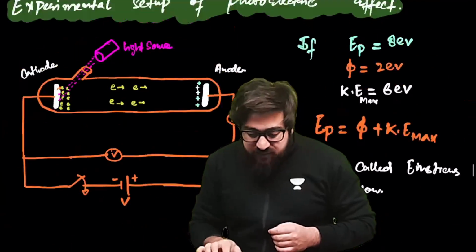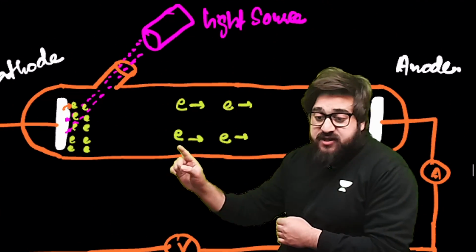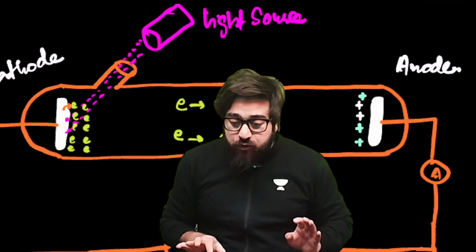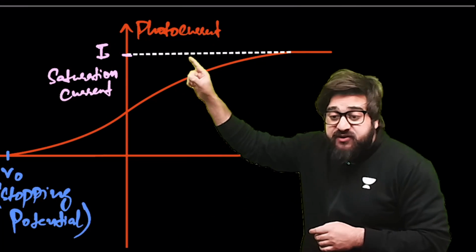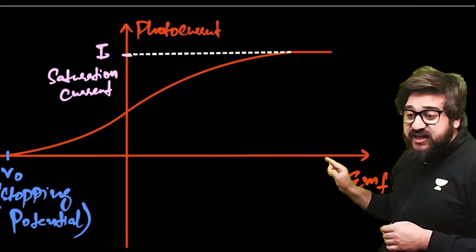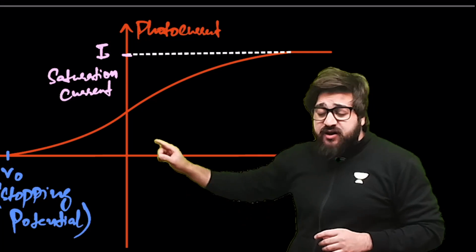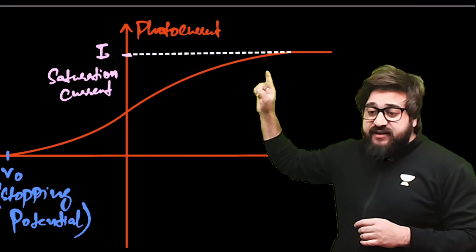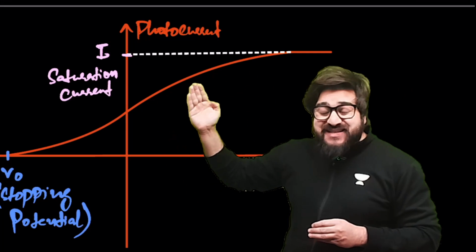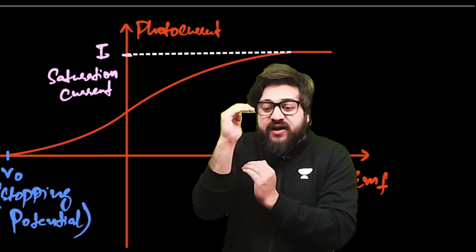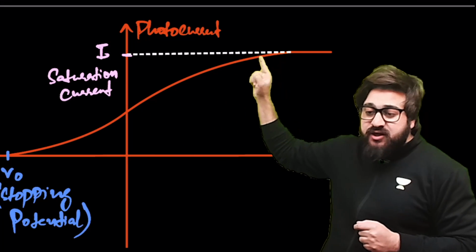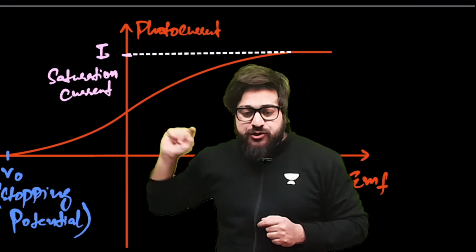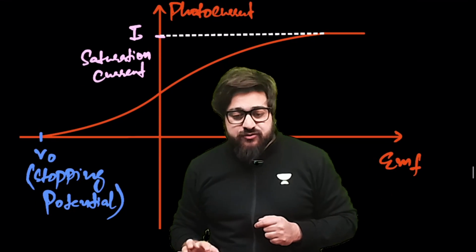Now guys, since the electrons are moving in the forward direction, photocurrent is being produced. Now my dear friends, if you plot the graph between photocurrent versus EMF, remember directly, the graph will be something like this. As you keep on increasing the EMF, photocurrent keeps on increasing. At some point it becomes constant. That current is what we call the saturation current.